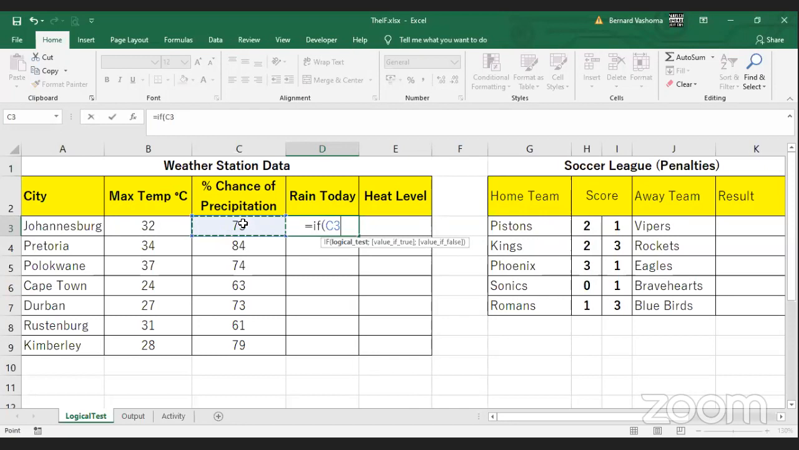So suppose the question says if the chance of precipitation is greater than 80%, then there should be rain, otherwise no rain. So if the chance of precipitation is greater than 80%, then we're going to have rain. But if it's not, we're going to have no rain, like that.